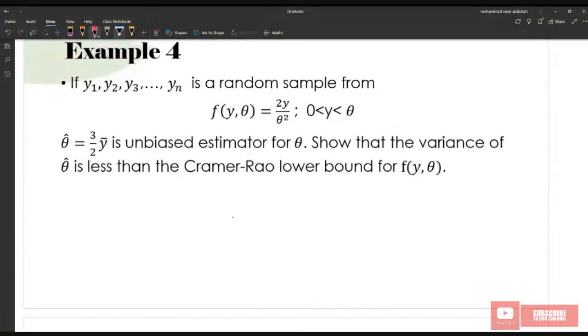If y1 until yn is a random sample from a PDF 2y divided by theta squared, and theta hat is equal to 3 over 2 y bar, the question is: theta hat, 3 over 2 y bar, is an unbiased estimator for theta. Show that the variance of theta hat is less than the Cramér-Rao lower bound for f(y; theta).